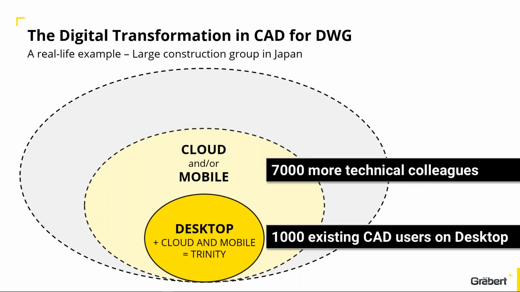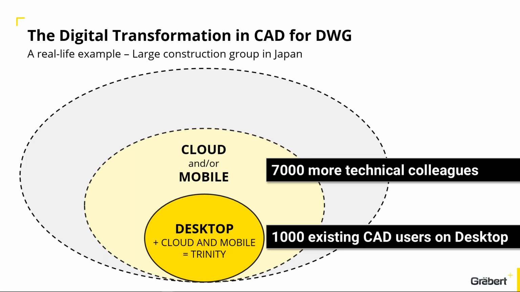Before migrating to ARES, they had roughly 1,000 users who were all on AutoCAD. And these users are the ones producing the drawings. But the drawings are further used by more than 7,000 technical colleagues who are working on the construction site. And these users used to have only a PDF of the drawing, which was quite limited. And now this company has deployed more than 4,000 iPads with ARES Touch, and they're able to get real-time updates and to share feedback, as we saw in the demo.